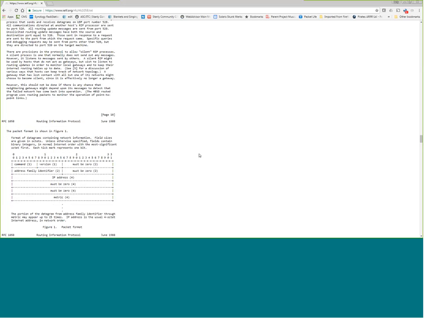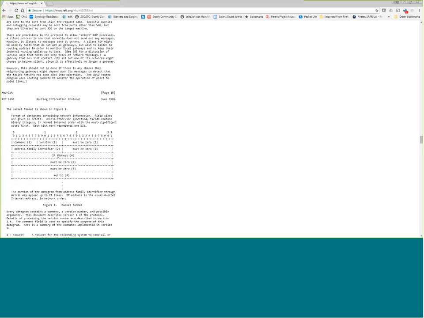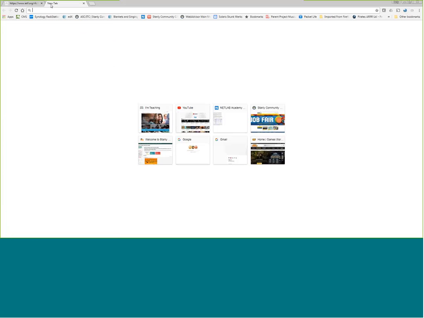Here it is. You'll notice here is the Routing Information Protocol RIP v1 route table update, the datagram. Command, version must be 0, and you see here address family identifier, must be 0, IP address, must be 0. There's nothing here that holds the subnet mask. There's no room in the RIP v1 IETF standard.